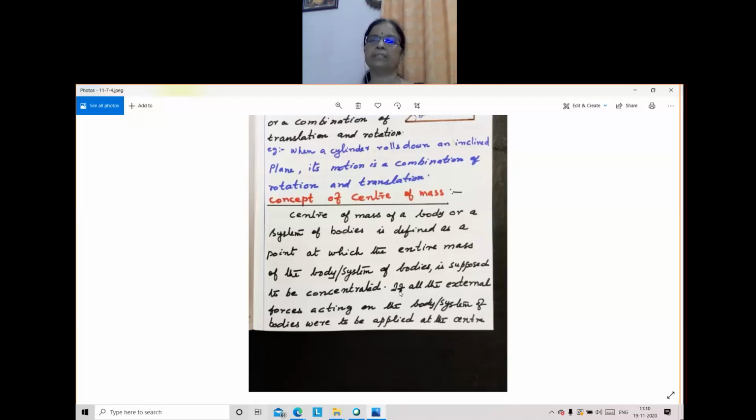Is there any mass at the center of the ring? No mass. So even though there is no mass, we consider a point at the center of the ring. That is the center of mass. So sometimes there will be mass, sometimes there may not be any mass. So the center of mass of a body or a system of bodies is defined as the point at which the entire mass of the body is supposed to be concentrated. So that is the definition for center of mass.